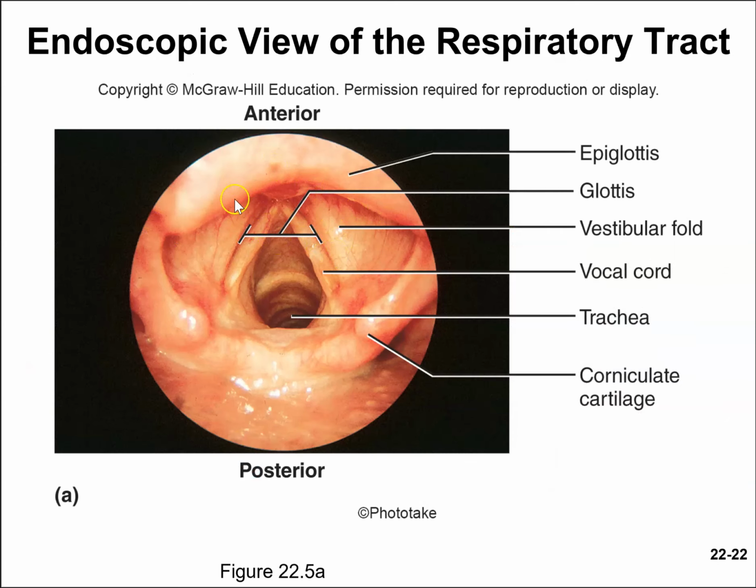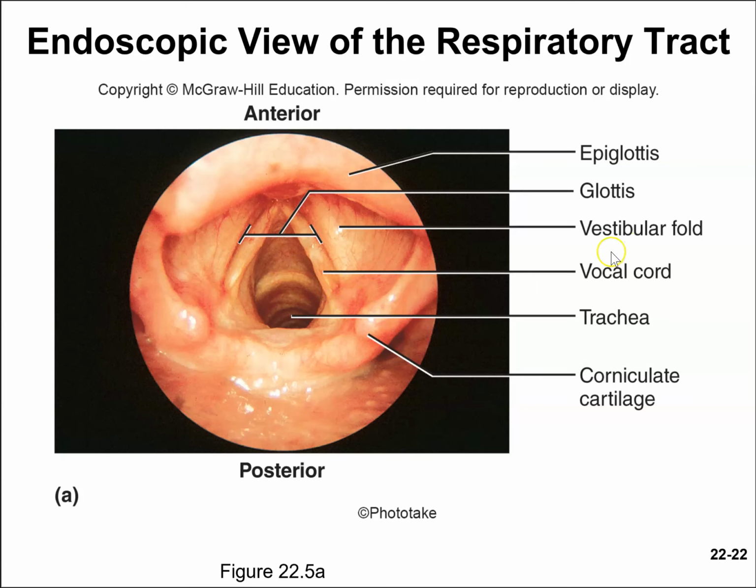This picture shows the endoscopic view of the respiratory tract. This is the anterior view and this is the posterior region. The epiglottis is attached to the thyroid cartilage, which is a very flexible piece of elastic cartilage that covers the trachea. Now, this region consists of the vocal cords.